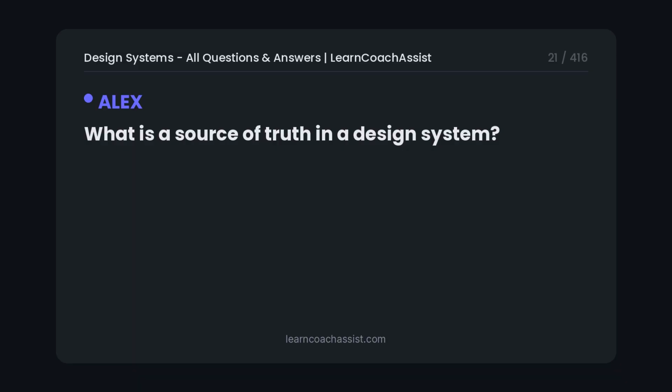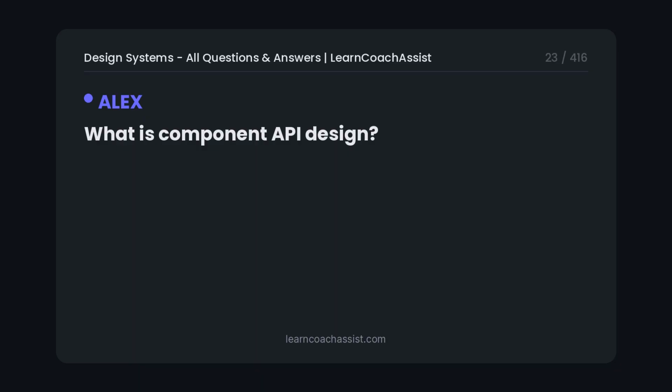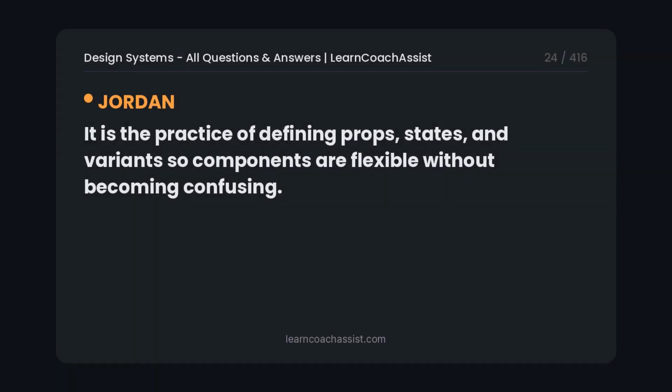What is a source of truth in a design system? The source of truth is the authoritative place where the current component definitions and guidance live. What is component API design? It is the practice of defining props, states, and variants so components are flexible without becoming confusing.